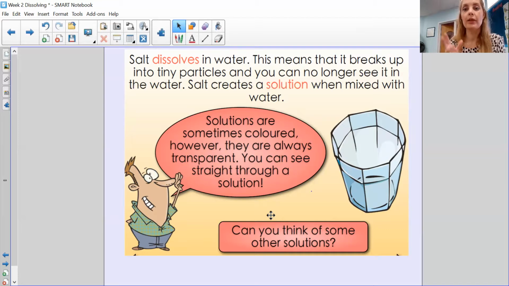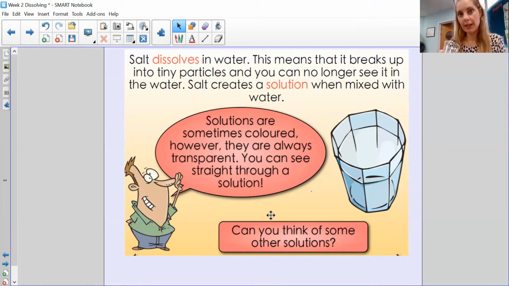And a solution is when these two are mixed. Solutions are sometimes colored. For example, you will notice that probably with the salt, it's turned a very milky color perhaps. And the more salt that you add, the milkier it will become, okay? However, they are always transparent, which means we can see through it. You can see straight through the solution.